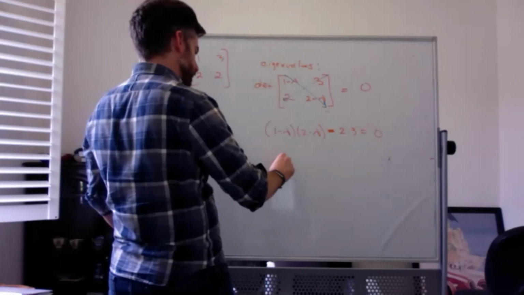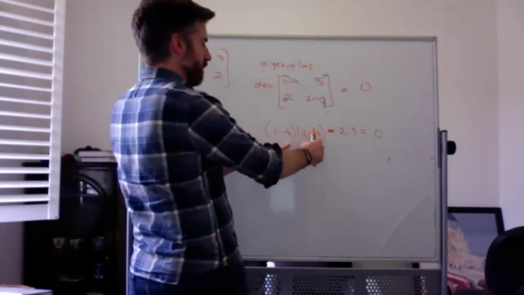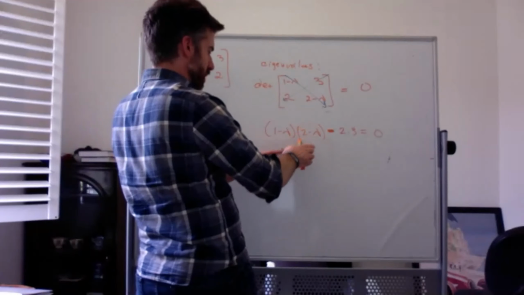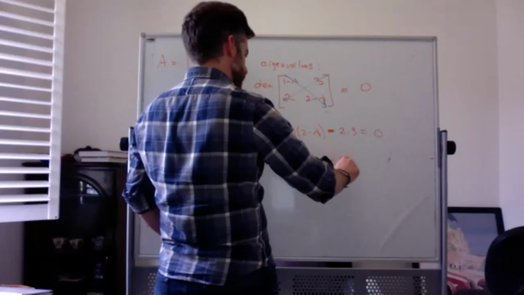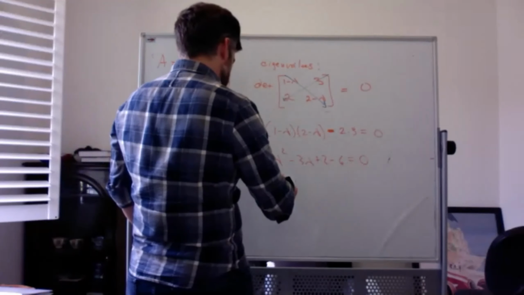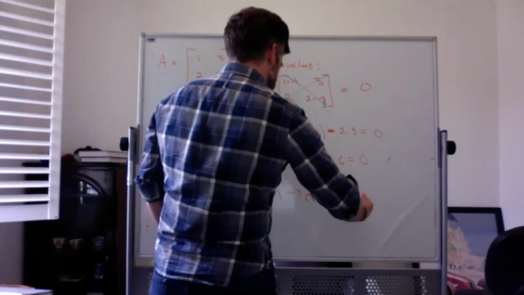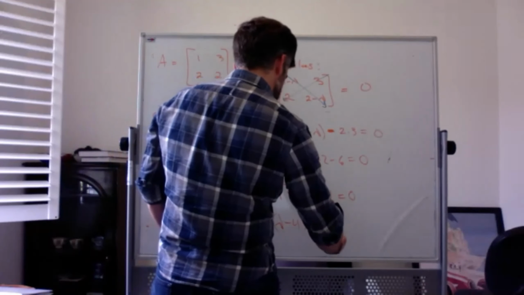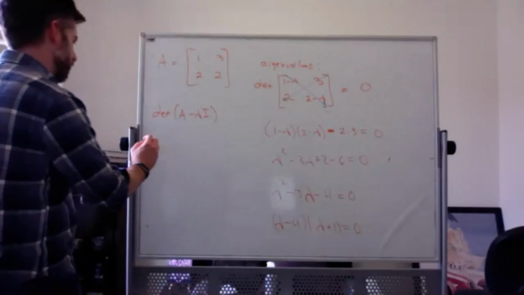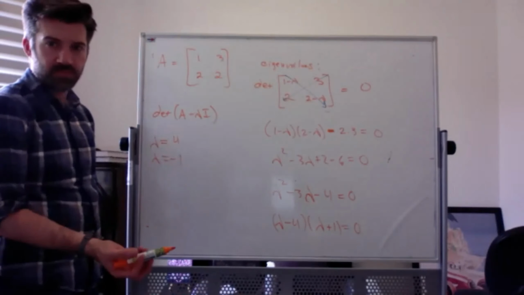Multiply this out, I get lambda squared minus lambda minus 2 lambda is minus 3 lambda plus 2 minus 6. So I get lambda squared minus 3 lambda minus 4 equal to 0. So you get lambda minus 4 times lambda plus 1 equal to 0. So my eigenvalues are lambda equal to 4 and lambda equal to negative 1. Great.